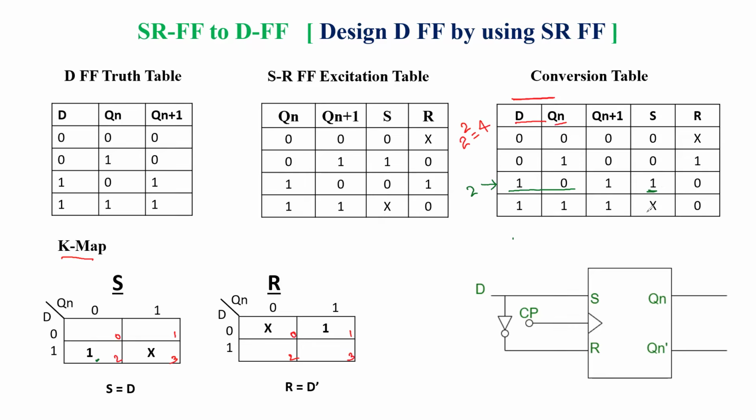Next you have don't care. For the don't care, the combination is D is 1, Qn is 1. So what is the value? 1 1, decimal is 3. So in box 3 we have written the don't care.